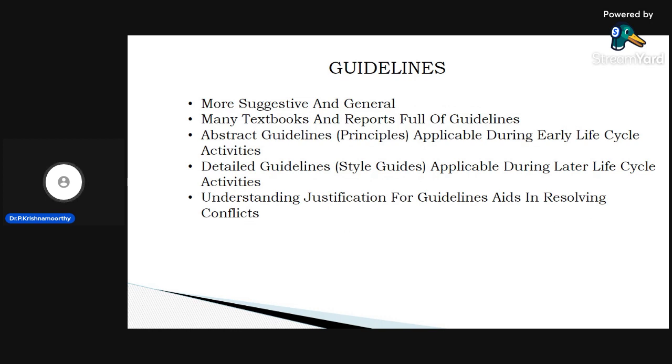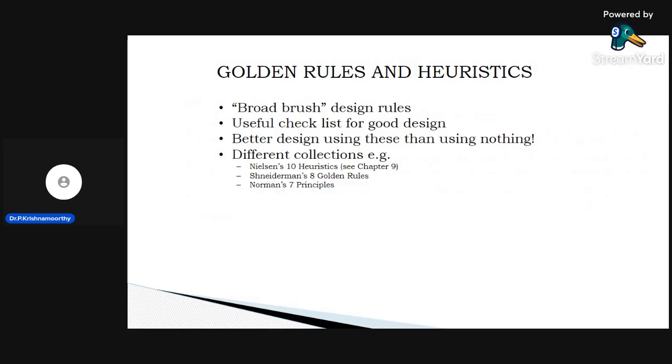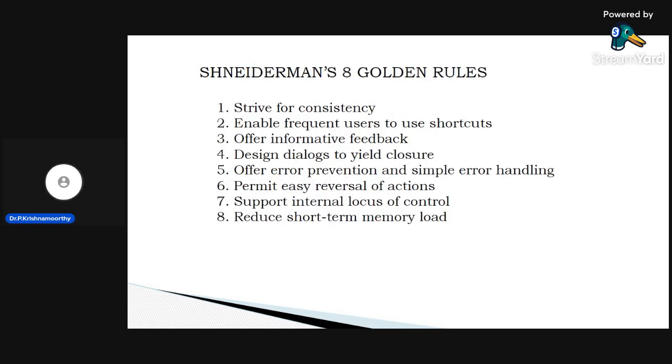Many textbooks and reports are full of guidelines. Abstract guidelines are applicable during early life cycle activities, and detailed guidelines during later life cycle activities. Understanding the justification for guidelines aids in resolving conflicts. Golden rules and heuristics are broad-brush design rules, a useful checklist for good design; better design is achieved using these than using nothing. There are different collections, for example Nielsen's 10 heuristics, Shneiderman's 8 golden rules, and Norman's 7 principles.